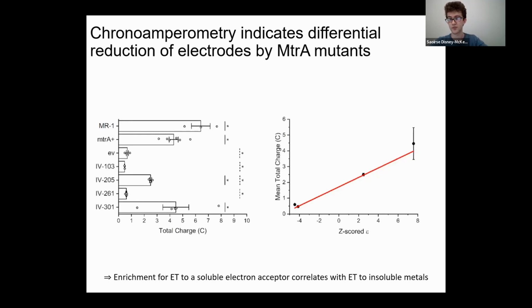And although there's only a few data points, if we plot these relative to the z-scored enrichment on ferric citrate, the total charge generated with the insoluble electrode as an electron acceptor correlates pretty well with the performance of these mutants on citrate as a soluble electron acceptor, which is also pretty interesting and somewhat unexpected.